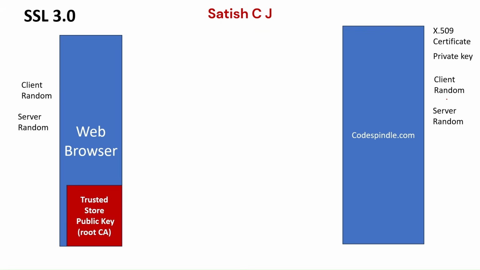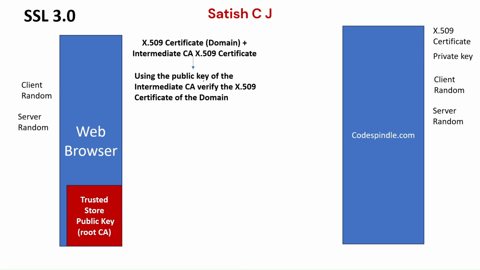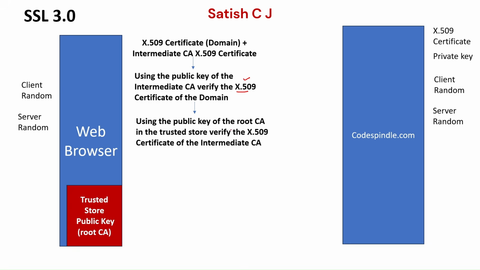What happens next? The verification happens on the x.509 certificate and the intermediate CA x.509 certificate that the client has received. I've explained this, but I've also given these steps. First, using the public key of the CA, verify the x.509 certificate of the domain. That is done. The next step is using the public key of the root CA that is available in the trusted store, verify the certificate of the intermediate CA. So the chain of trust is established.